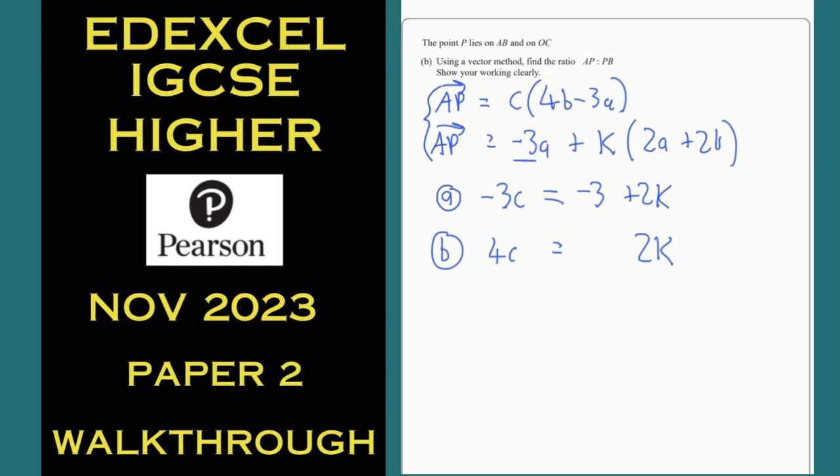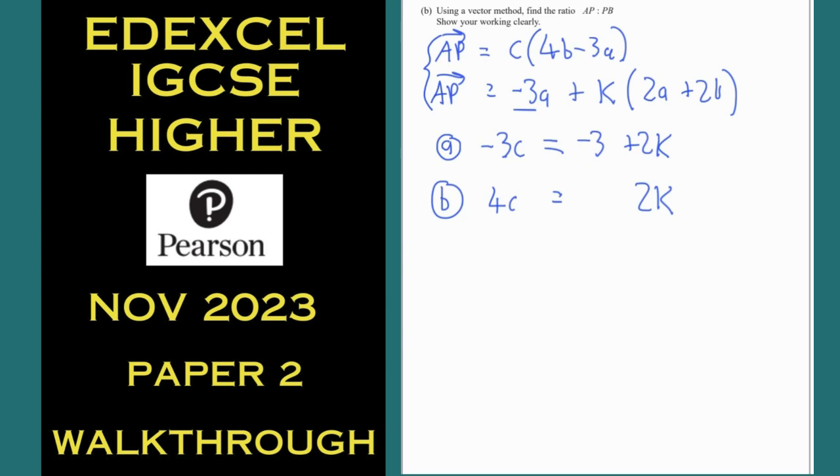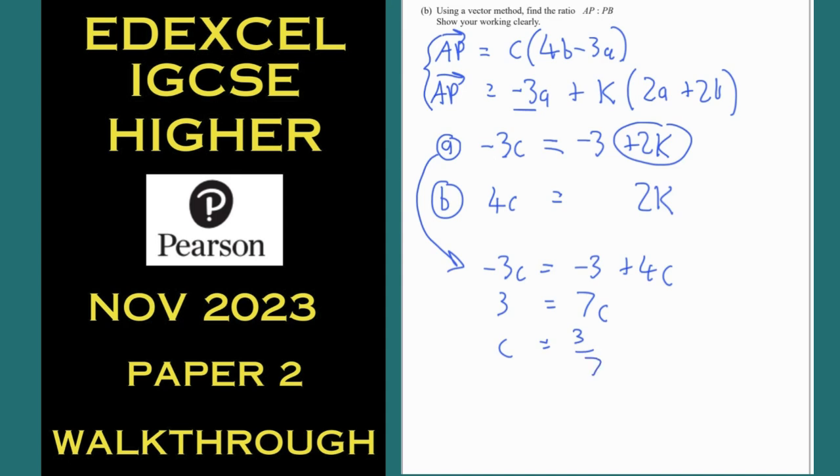We've now got nice simultaneous equations. I can simply add them, subtract them, whatever you want. I'm going to take equation A and replace 2k with 4c. Adding 3c to both sides, I get c to be 3/7.